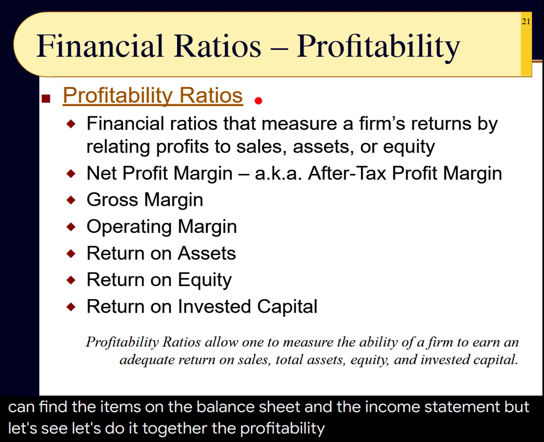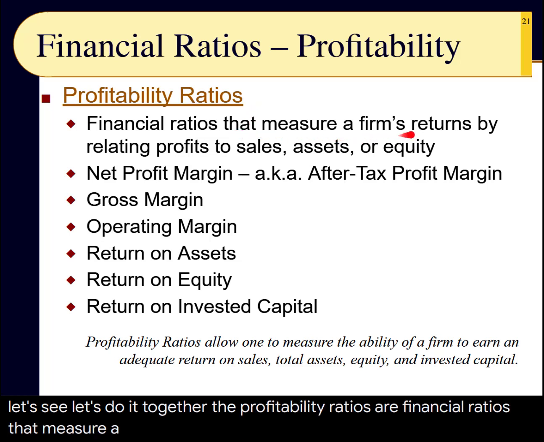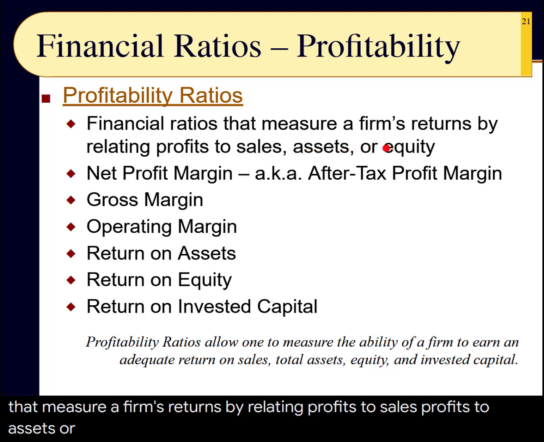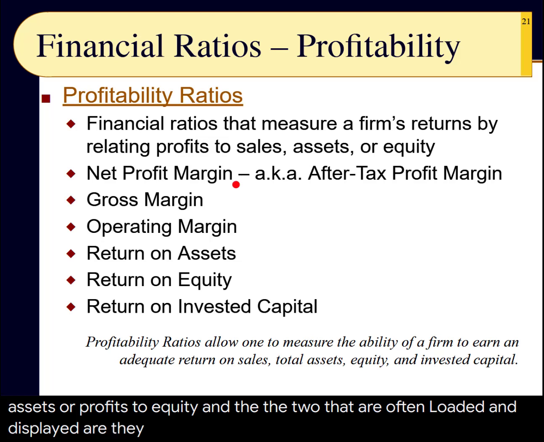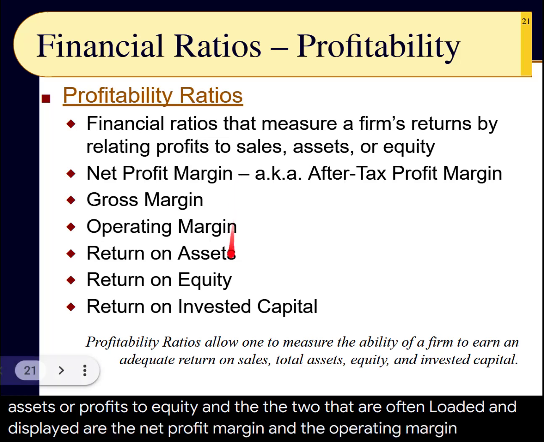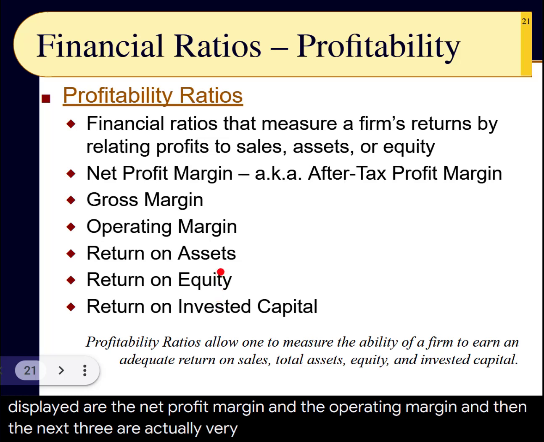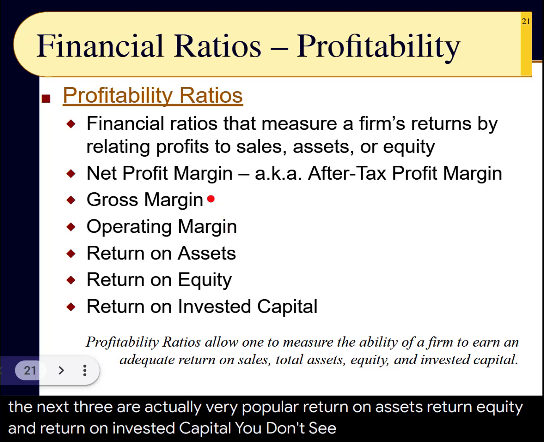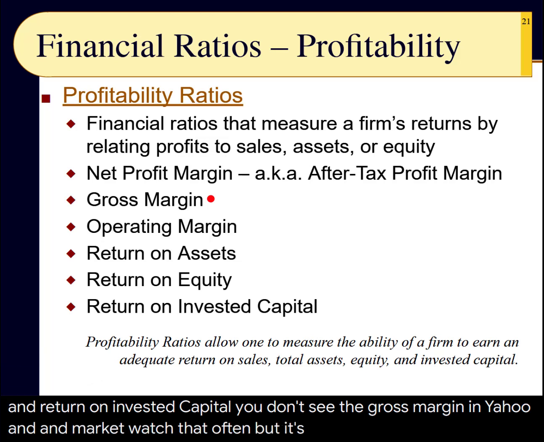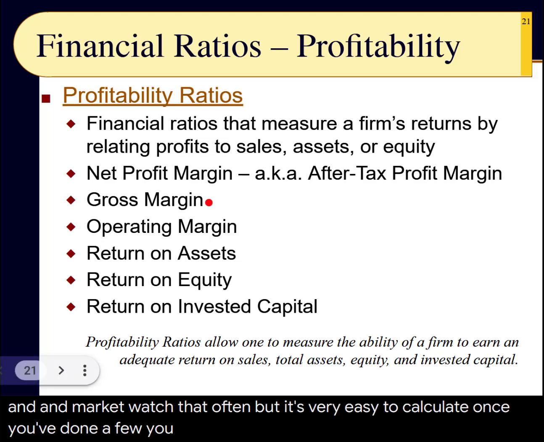The profitability ratios are financial ratios that measure a firm's returns by relating profits to sales, profits to assets, or profits to equity. The two that are often promoted and displayed are the net profit margin and the operating margin. And then the next three are actually very popular: return on assets, return on equity, and return on invested capital. You don't see the gross margin in Yahoo and in MarketWatch that often, but it's very easy to calculate. Once you've done a few, you've done them all.